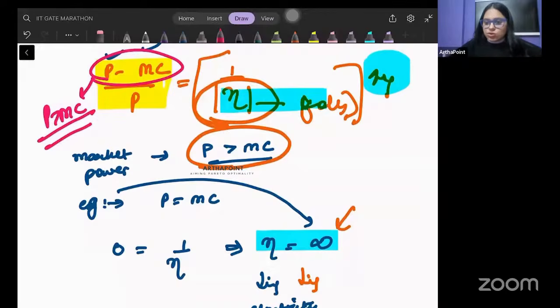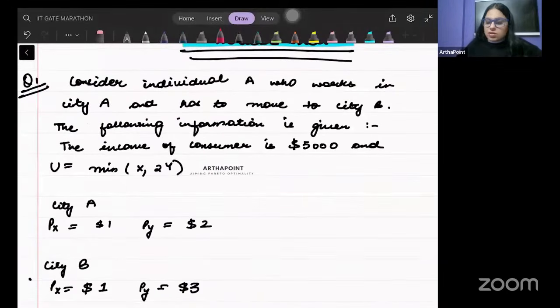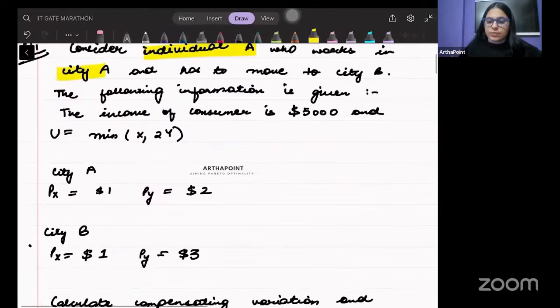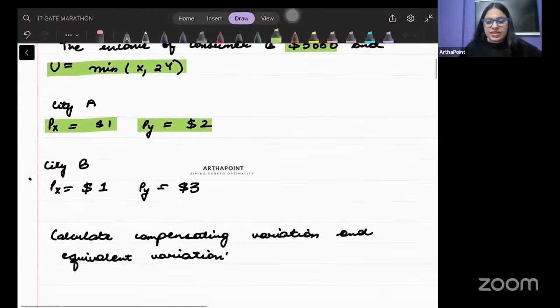Okay, let me take that question then before we end the class. So this is the question that I've given. Dekh lo ek bari beta. This says that individual 1A who works in city A and has to move to city B, and you're given the following information. You're given that income is 5,000 and utility function is this. And you're given that price of good X is 1 and price of good Y is 2. And then city B mein na price of good Y increases to 3. And it says find compensating variation.